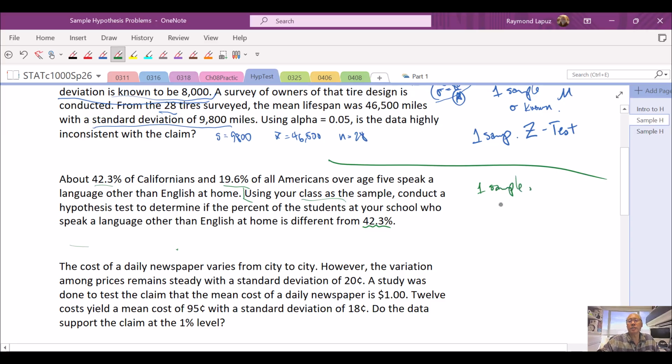And then I did say it's proportion. I don't see the word mean or average anywhere. More importantly, I see some percentages there. And if we know it's a 1 sample, it's a proportion, I think we've figured it out. This is going to be a Z test. So this is a 1 sample proportion test. And Z distribution is what they're going to be using. Okay. All right, on to the next one.